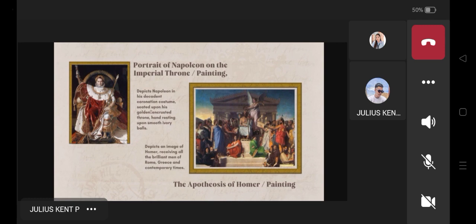And then yung pangalawa, The Apotheosis of Homer. Isa rin siyang painting. Depicts an image of Homer receiving all the brilliant men of Rome, Greece, and contemporary times. Nagawa niya ito ng 1826 to 1827. Oil paint din yung nagamit katulad ng isa niyang painting.